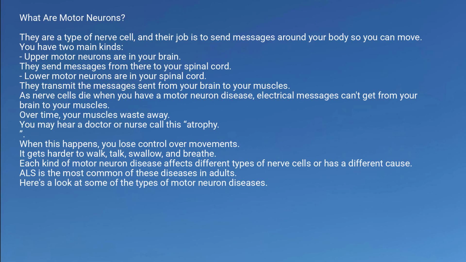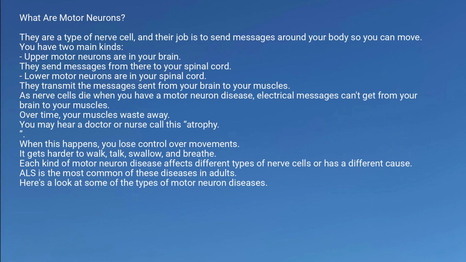What are motor neurons? They are a type of nerve cell, and their job is to send messages around your body so you can move. You have two main kinds. Upper motor neurons are in your brain. They send messages from there to your spinal cord. Lower motor neurons are in your spinal cord. They transmit the messages sent from your brain to your muscles.